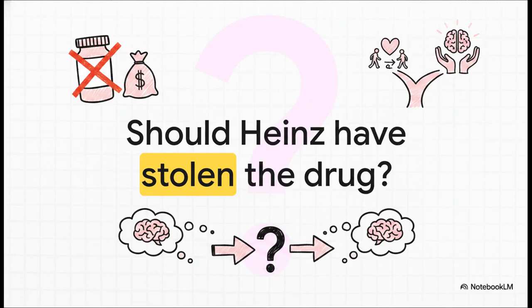Now, what's really fascinating here is that Lawrence Kohlberg actually did not care about your yes or no answer. He wasn't judging the action itself as right or wrong. What he cared about was your reasoning. Why did you make that choice? Because for Kohlberg, that why is the absolute key to unlocking a person's level of moral development.